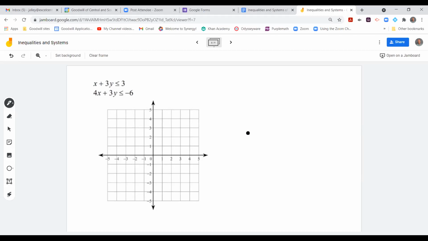So standard form again, do the conversion. All right, we're going to take x away from the first one. Take 4x away from the second one. And rewrite them.